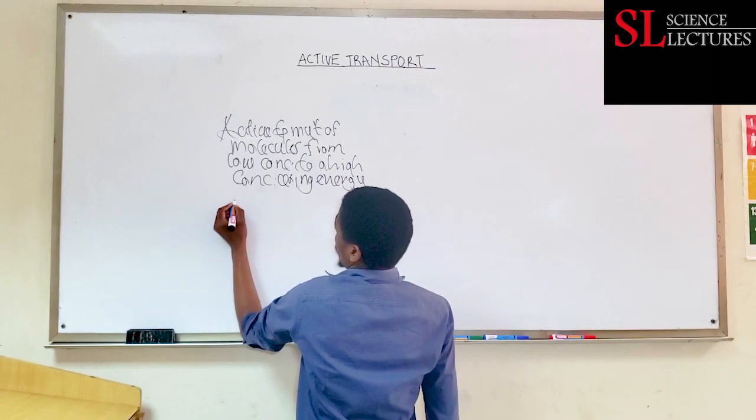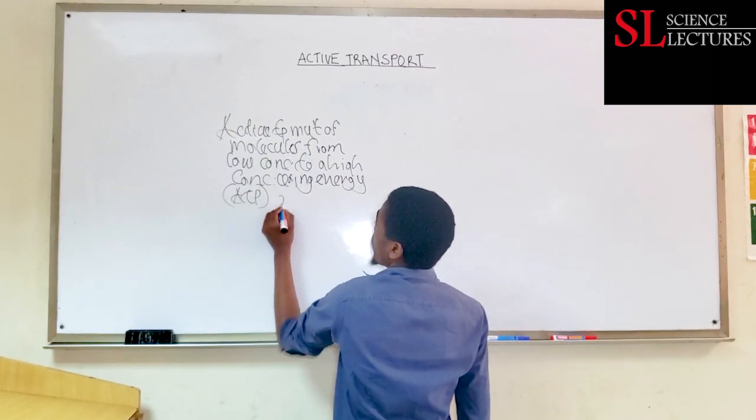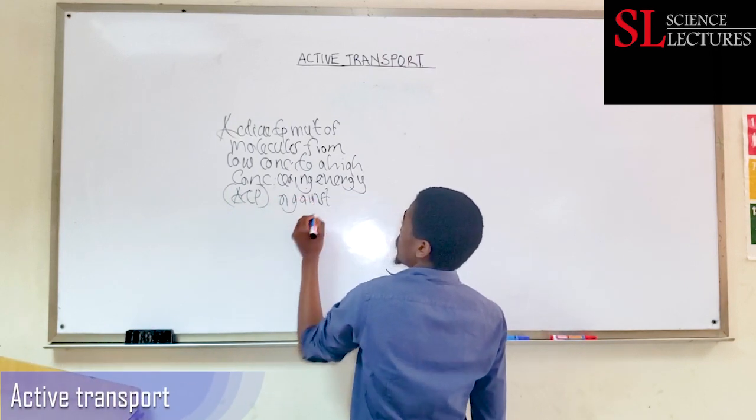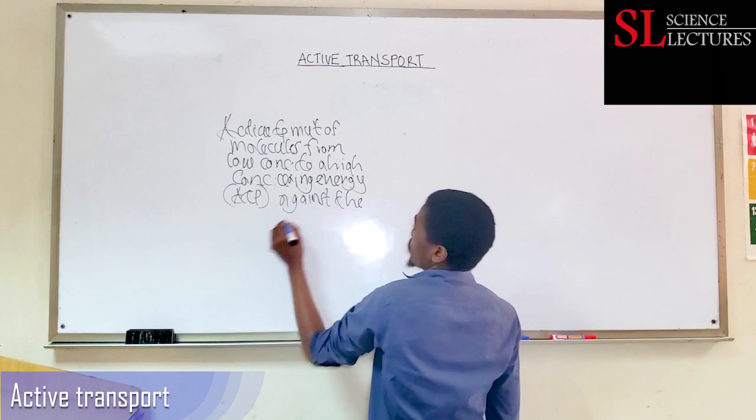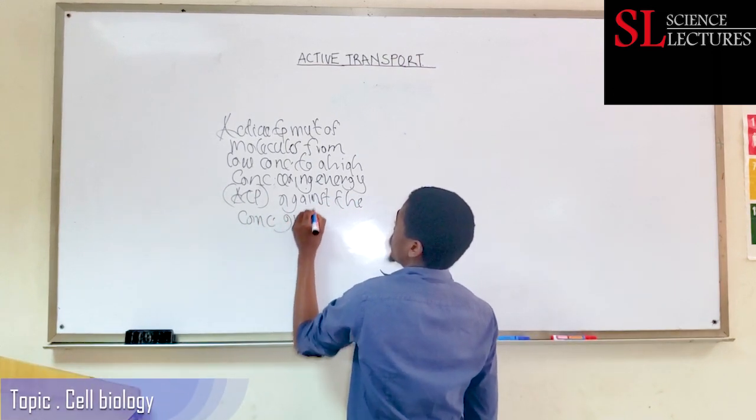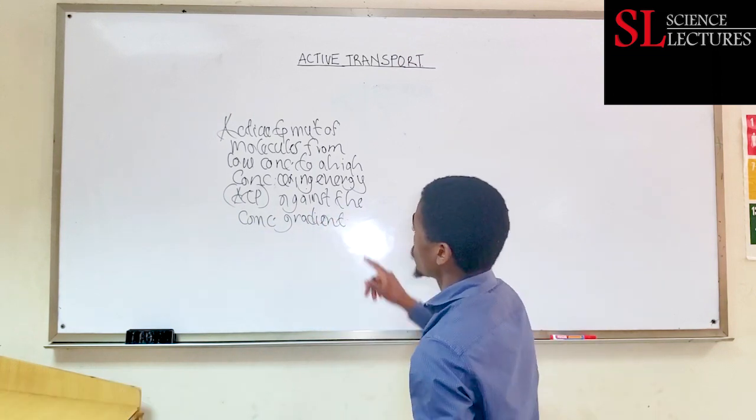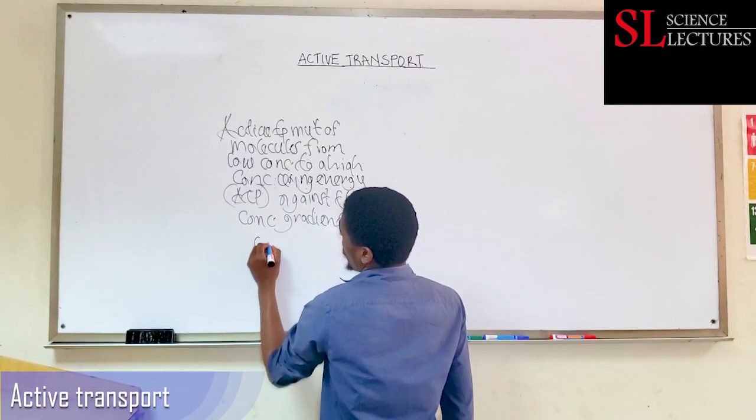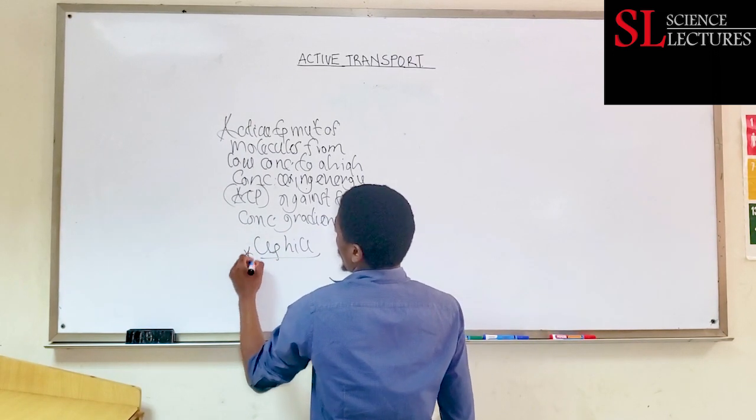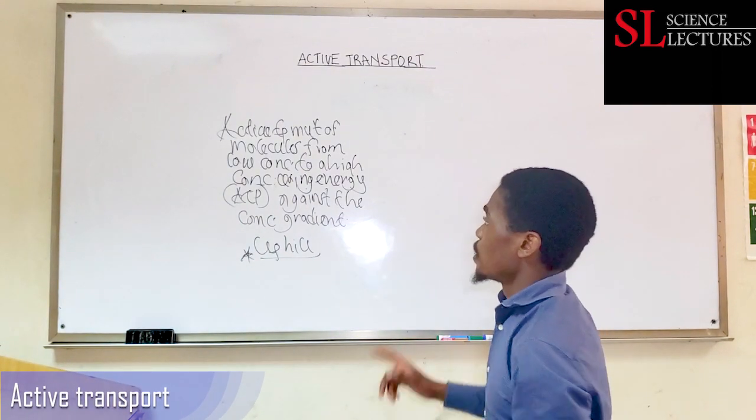This energy can be in form of ATP. Using energy, of course, this happens against the concentration gradient. So it's against the concentration gradient. In other words, we are transporting this molecule uphill. So it is moving the molecule uphill. But we need energy in form of ATP to effect this process.